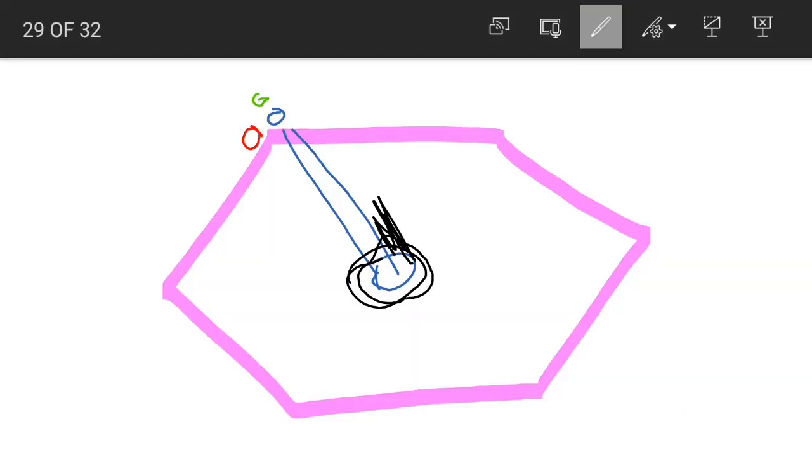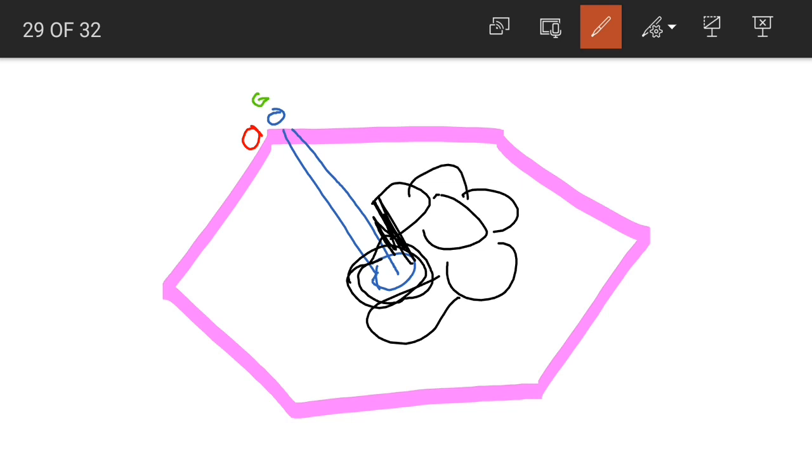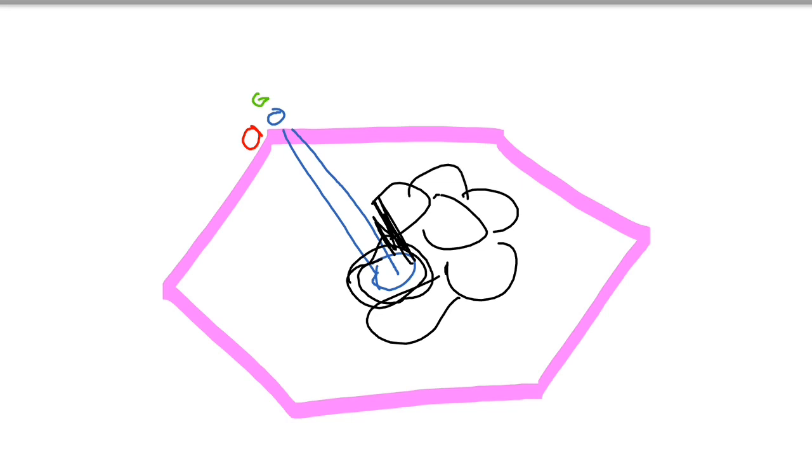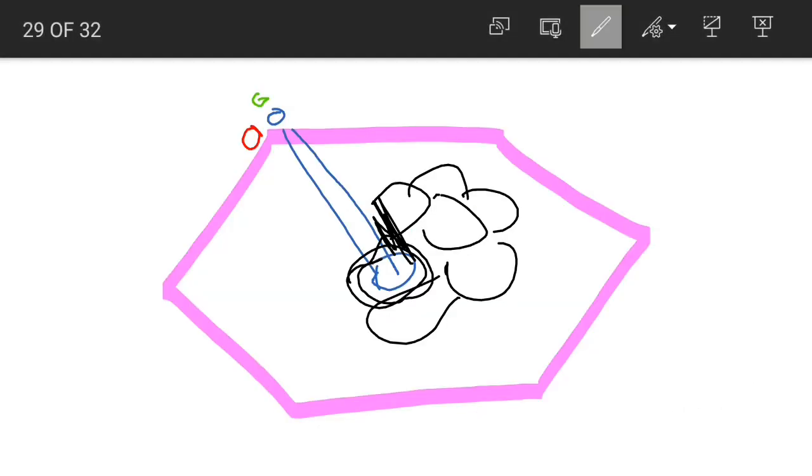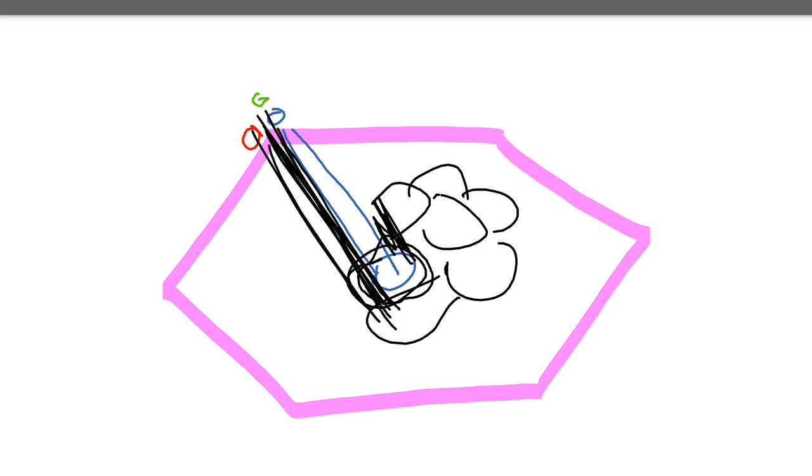So what happens is that this perisinusoidal scarring progresses to encircle hepatocytes, and this makes a pattern that resembles a chicken wire fence. So we call this the chicken wire fence pattern. Now as the condition further progresses, it results in central to portal fibrous septa. Central to portal fibrous septa means that the fibrosis appears as a bridge between central vein and portal tract. This is known as central to portal fibrous septa.